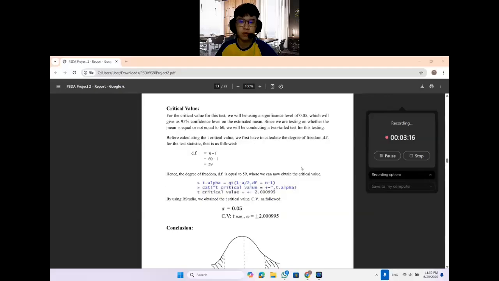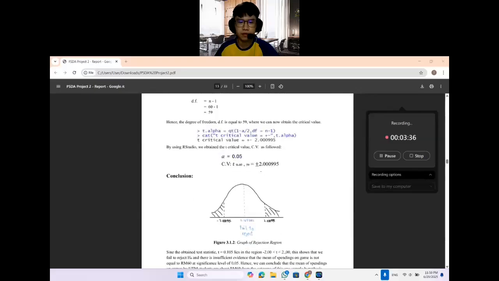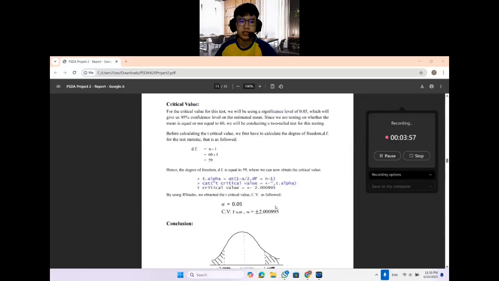Before calculating the t critical value, we need the degrees of freedom. The degrees of freedom formula is sample size minus 1. So 60 minus 1, we get 59. By using RStudio, we obtain the t critical value, which is 2.000995. We need plus and minus, so the negative 2.000995 and the positive 2.000995.